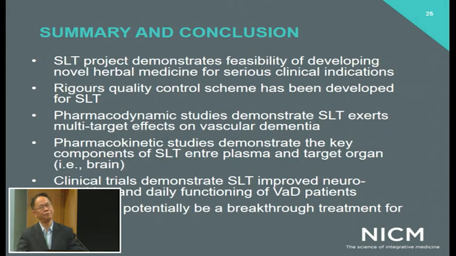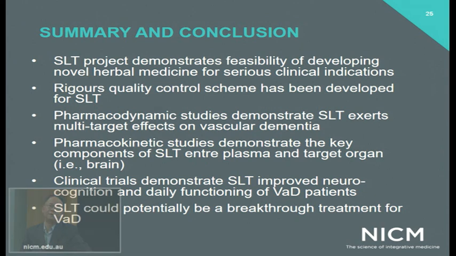In summary, this set of experiments demonstrates the feasibility of developing some novel herbal medicine that can be used for the treatment of more severe chronic illness. If successful, we will register that with TGA and FDA, and these may well become the first approved medicine for the management of vascular dementia.